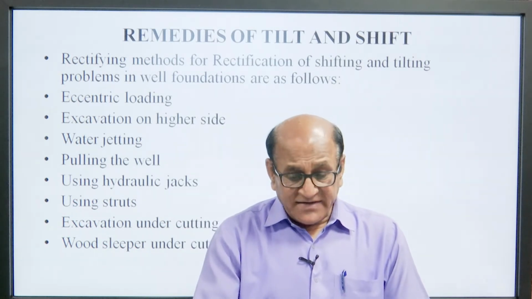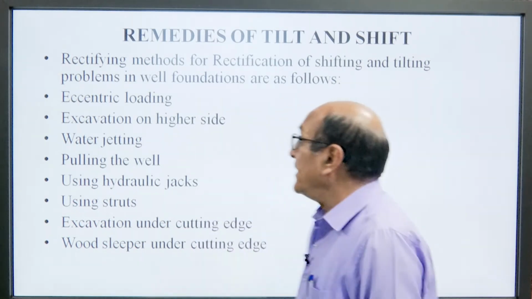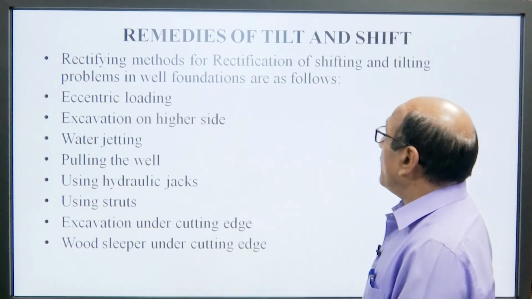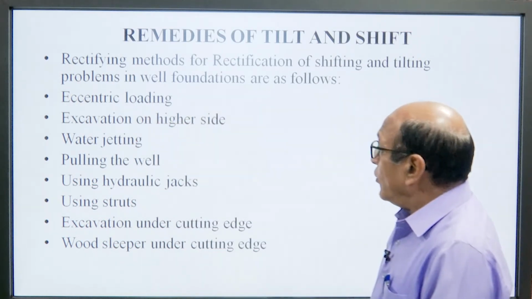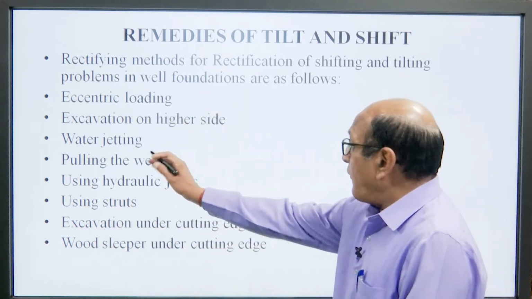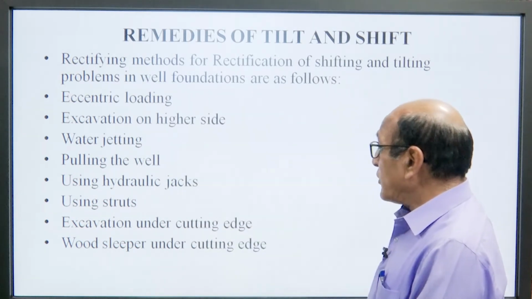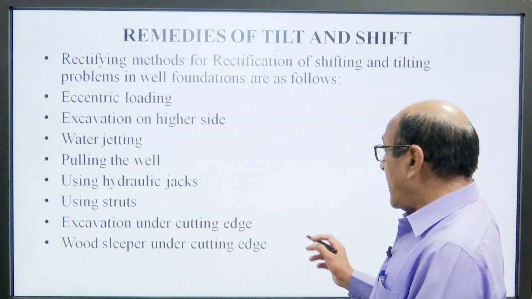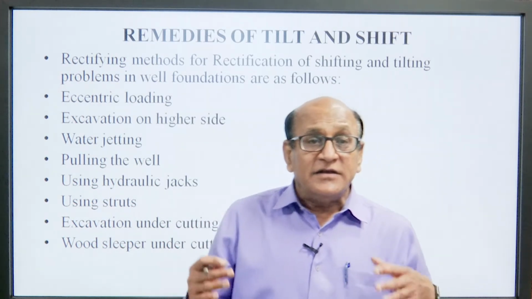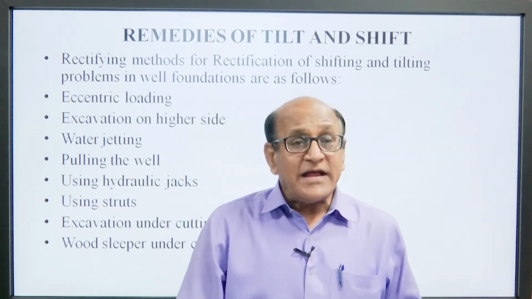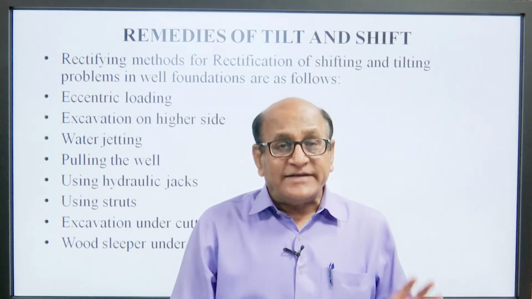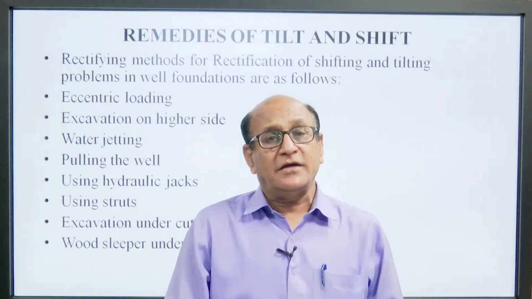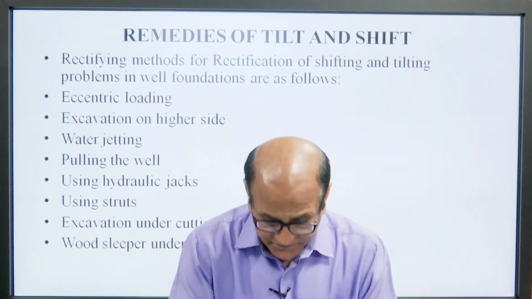Remedial measures of tilt and shift. The methods for rectification of shifting and tilting problems in the well foundation are as follows: eccentric loading, excavation on higher side, water jetting, pulling the well, using hydraulic jacks, using struts, excavation under cutting edge, wood sleeper under the cutting edge. These are the different remedial measures that can be used in the sinking of the well, and they are for different problems we will discuss here.